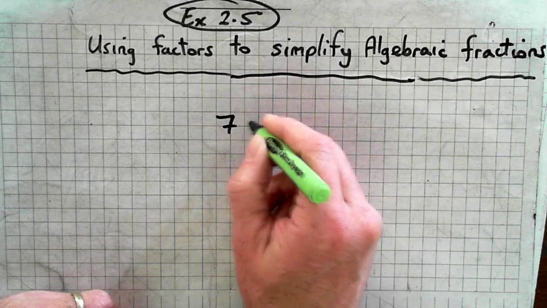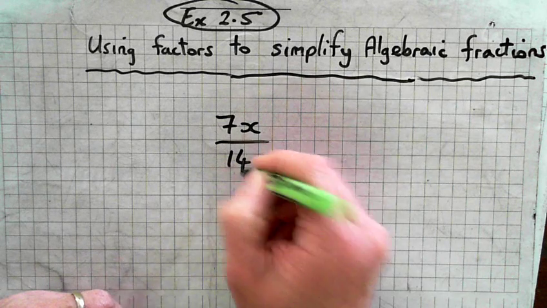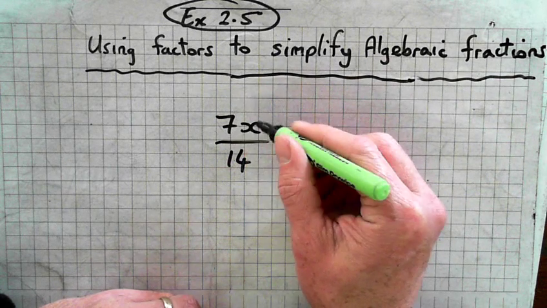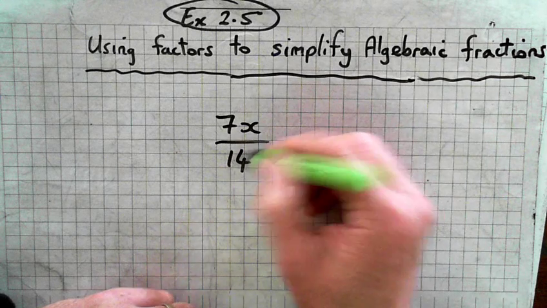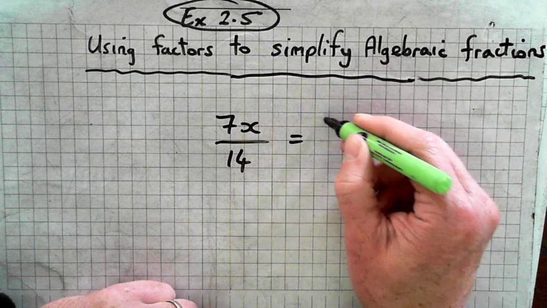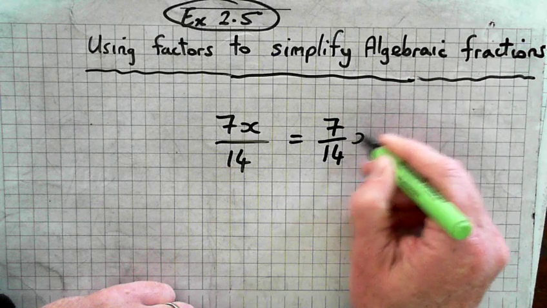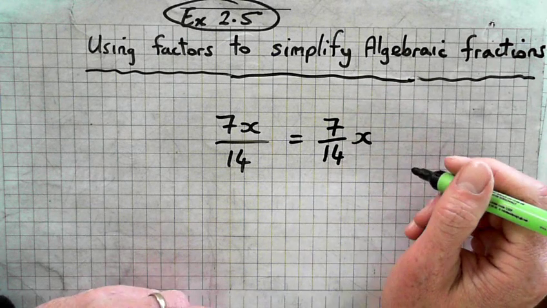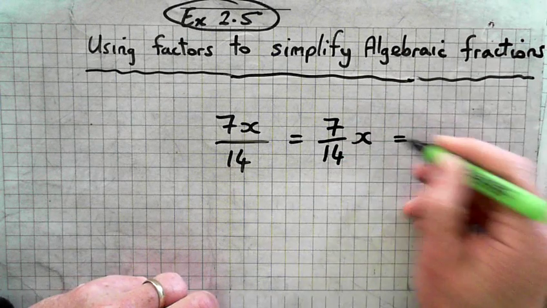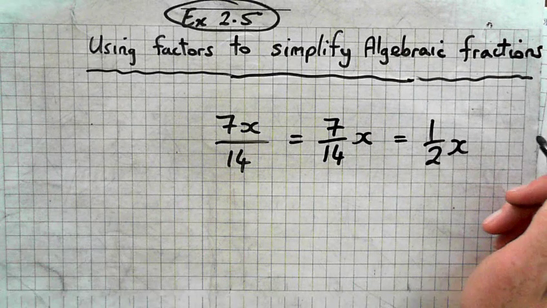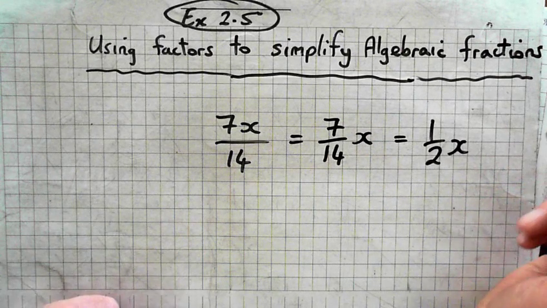What's 7x over 14? What we can actually do is that's 7 times x, isn't it, over 14. We can bring the 7 and the 14 out, and put the x there. And what's 7 over 14 equal to? Half. Half x. Okay? We can put x over 2.